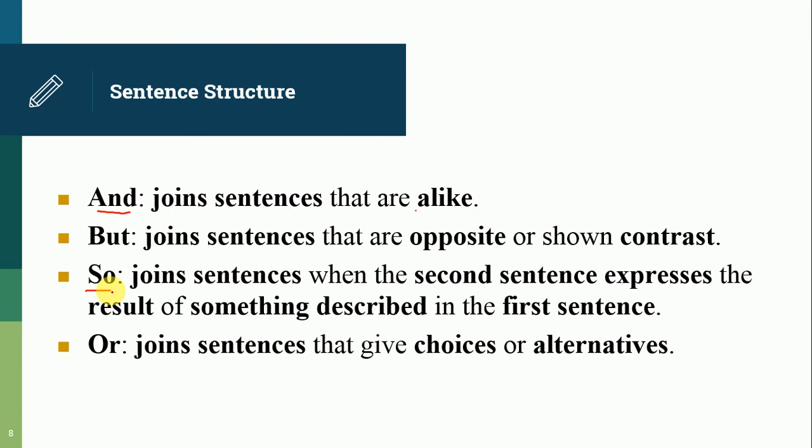Or joins sentences that give you choices or alternatives. Whenever you offer someone choices or alternatives, you have to use or. For example, you can sit or you can leave. Look at this: I give you two options, two choices. Now you can follow either of them. Now this is a compound sentence.